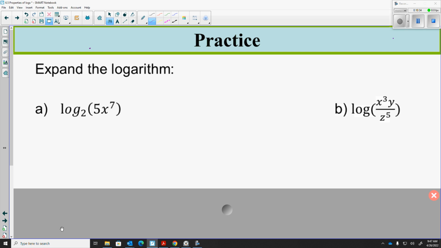This is log base 2 of 5x to the 7th power. So remember, we got addition, we got subtraction, we got powers. The first thing I like to think, it says expand. That means I'm breaking it up into multiple logs, okay? What's going on inside the logs here? It's multiplication. Multiplication is what? Addition. What are the pieces that are being multiplied? 5 and x to the 7th, right? So take the two pieces and split them up.